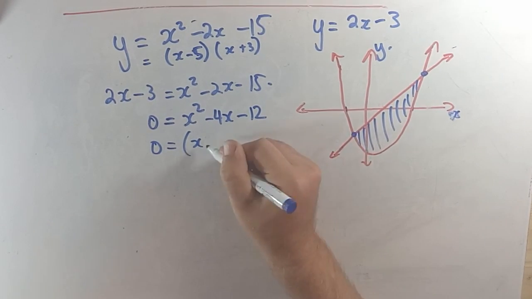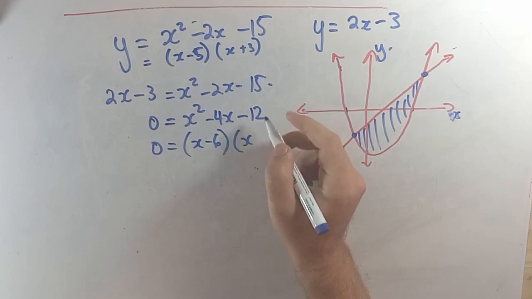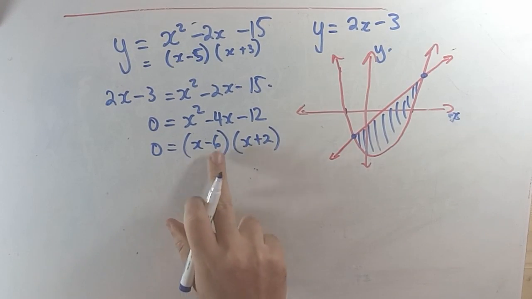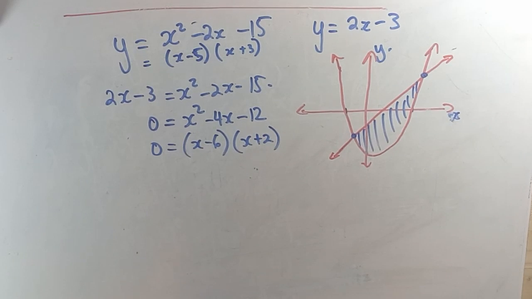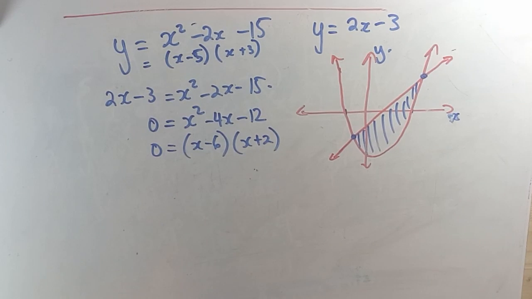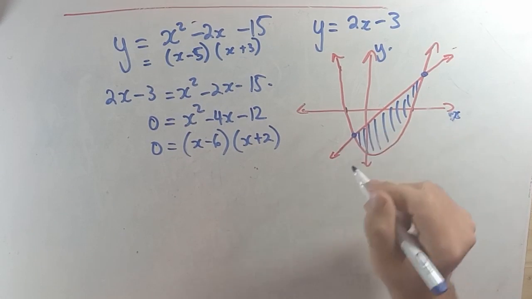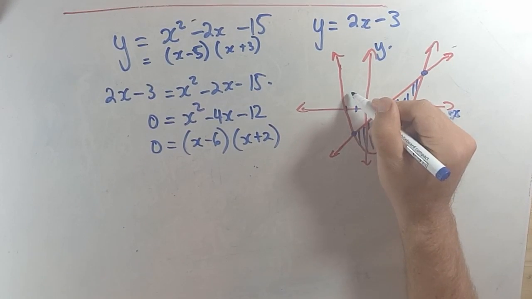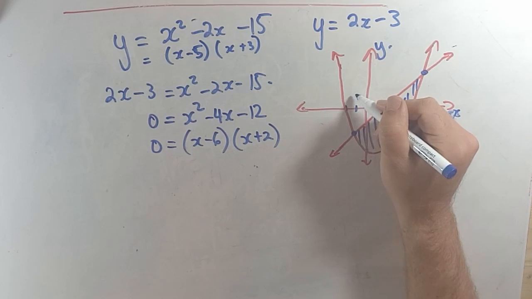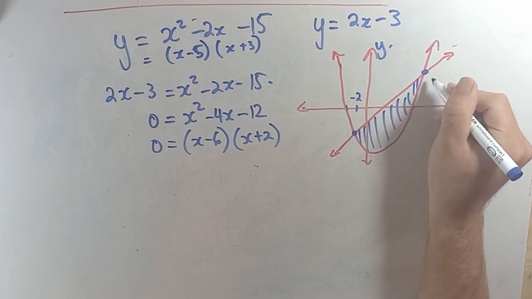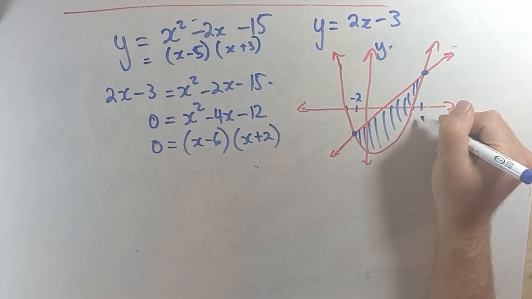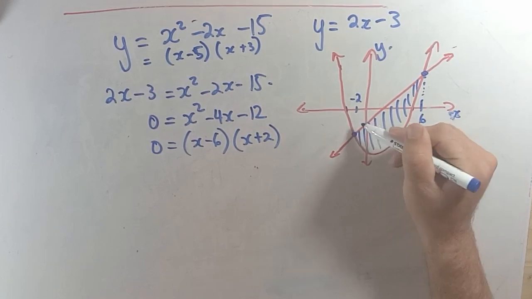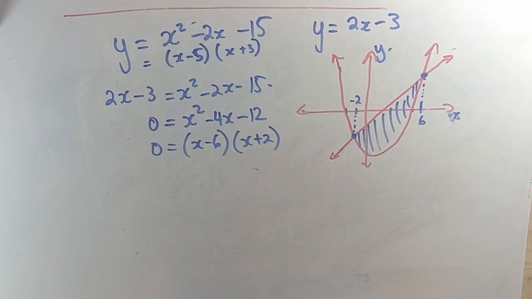Okay, what do we get when we factor this one? We get minus (x minus 6)(x plus 2). 12, 6x and 2x, negative 6x, yep, equals 4x. That sounds good. So these intersection points occur at x equals negative 2 and x equals 6. Okay, so these intersection points occur at those x values.